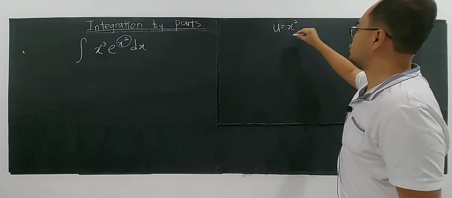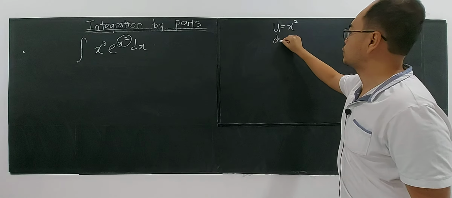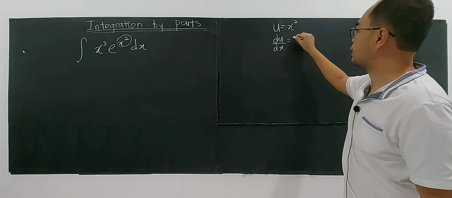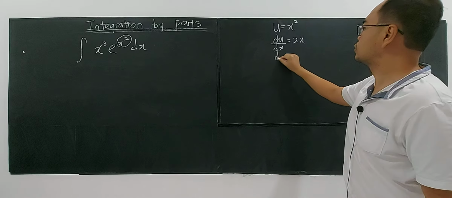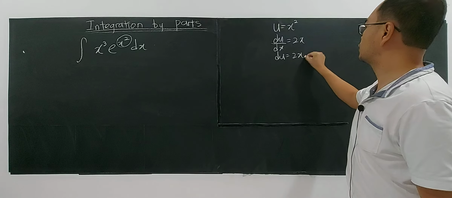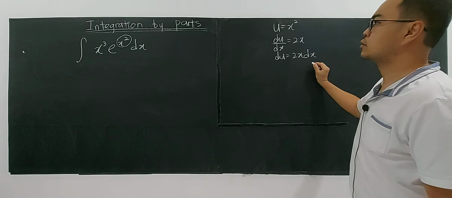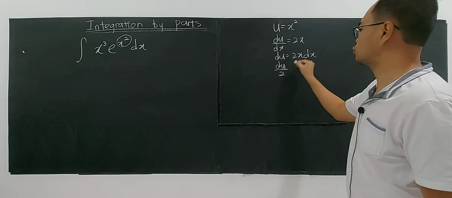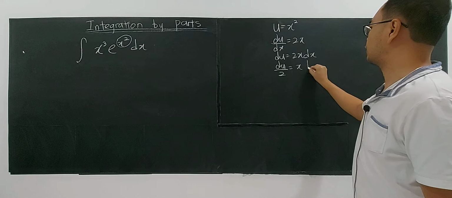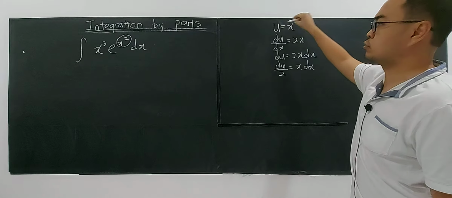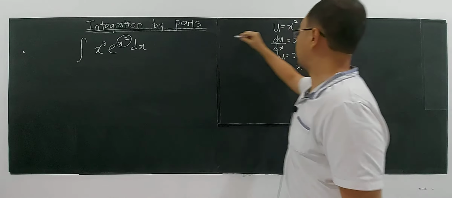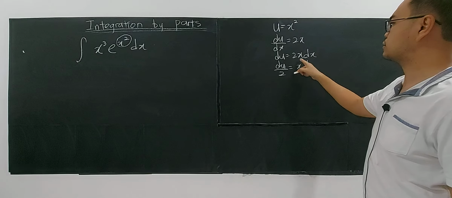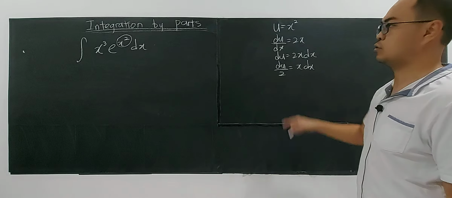So I try differentiating this, then I get du dx. Now I apply integration by substitution, so I get 2x. So du will be 2x dx. I can see there is a 2 here, so I bring the 2 to the other side, and I have x dx. First I choose u as x squared, so I have du dx equal to 2x, du equal to 2x dx, and x dx equal to du over 2.